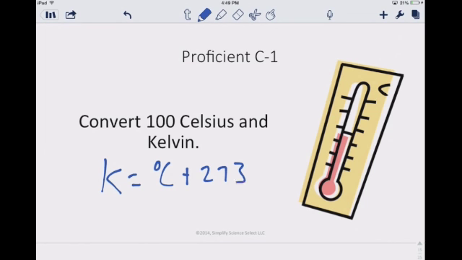The way you can remember this: Kelvin is based off of a temperature scale with absolute zero, so Kelvin can never be negative. So anytime we're converting to Kelvin, we always add 273. On this, we just add our 100 plus 273. That will give us an answer of 373 Kelvin.